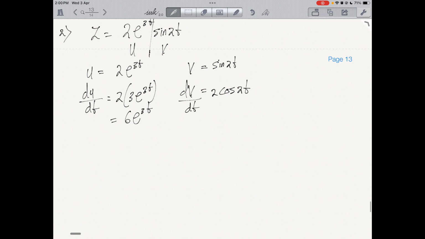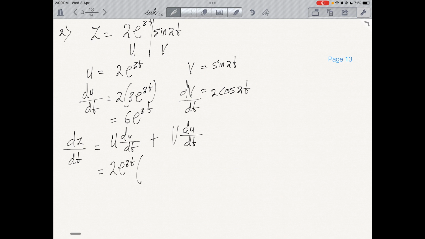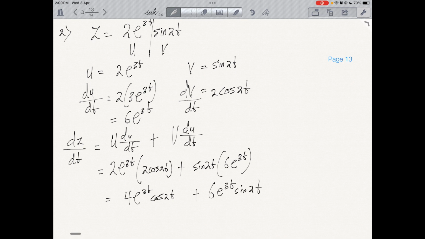Now let us apply the product rule. We are differentiating z with respect to t, and this will give us u dv/dt plus v du/dt. What is our u? Our u is 2 exponential 3t. Our dv/dt is 2 cos 2t. Our v is sine 2t. Our du/dt is 6 exponential 3t. Now this will give us 4 exponential 3t cos 2t plus 6 exponential 3t sine 2t.